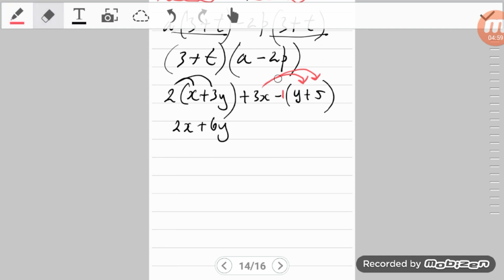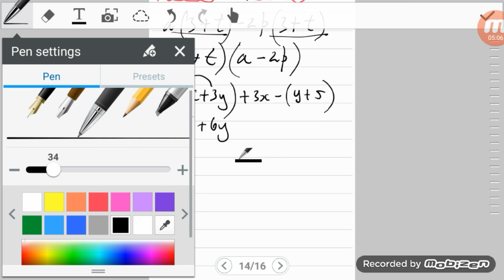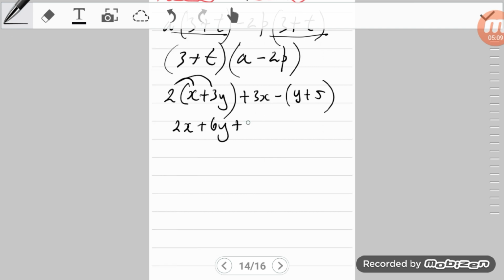So what we needed to do here was write down the 3x. So that's going to be plus 3x, and we're going to distribute here the minus sign. So that's minus times y, that's minus y, and minus times 5, that's minus 5. So that was what was required. So now we can group like terms here. That's 2x plus 3x. Then we're going to group the y's together. That's 6y, take away y.